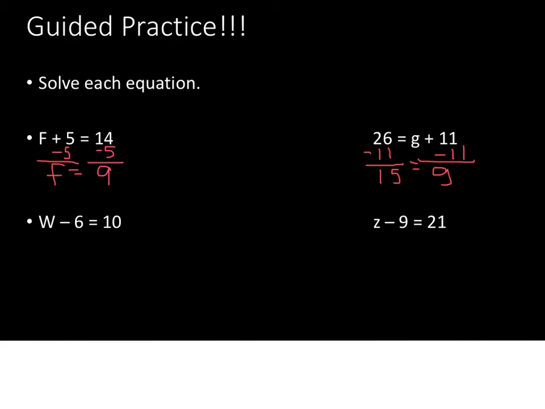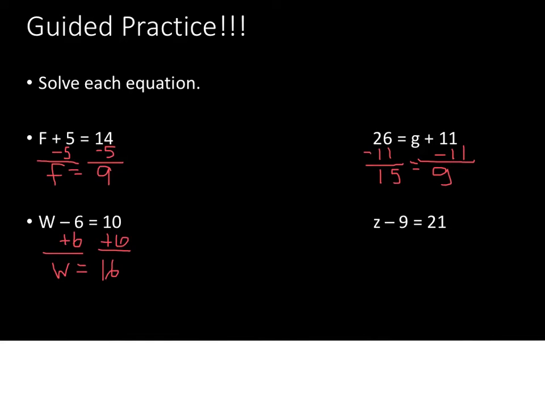Alright, I have w minus 6 equals 10. So again, I'm going to add 6 here and get w all by itself. So I'm going to add 6 here, and I get 16, and 16 minus 6 is equal to 10.